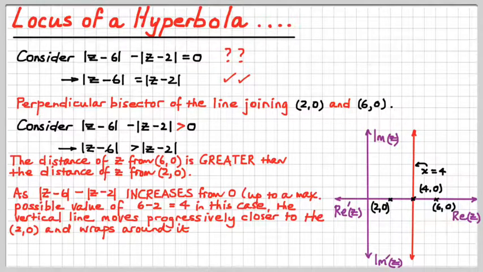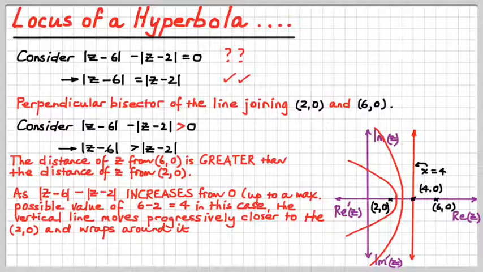So, now this is the trend. As this expression here, modulus z minus 6, take away modulus z minus 2, in other words, the distance from 6, take away the distance from 2, increases, it's closer to 2 than it is to 6. It increases from 0 up to a maximum value of the distance between those two foci, which is 4 units in this case. The vertical line moves progressively closer to the one that it's closer to and wraps itself around it. Look, that's a hyperbola. Isn't it superbola? All right, I'll stop now.